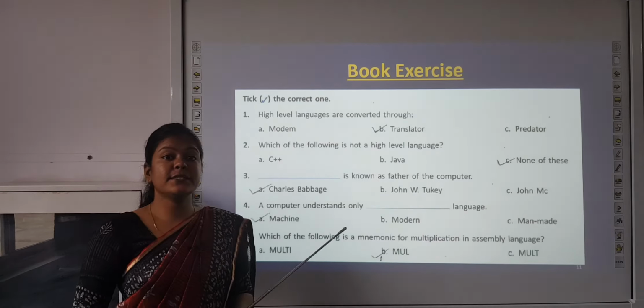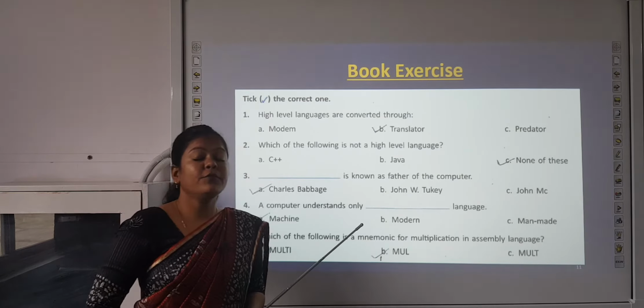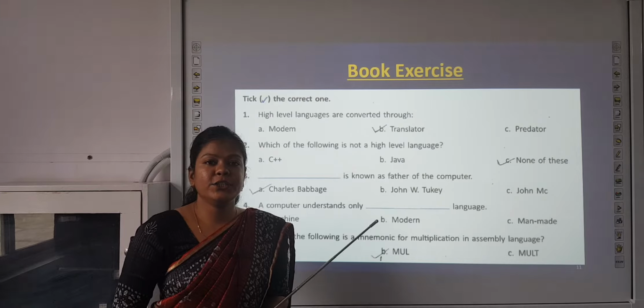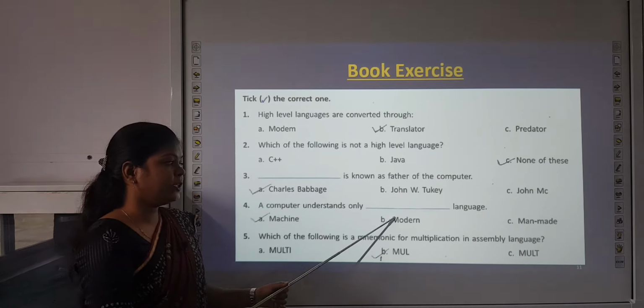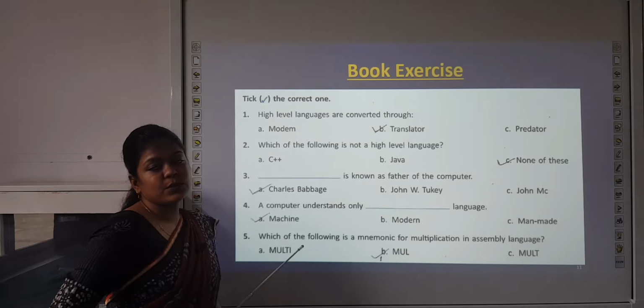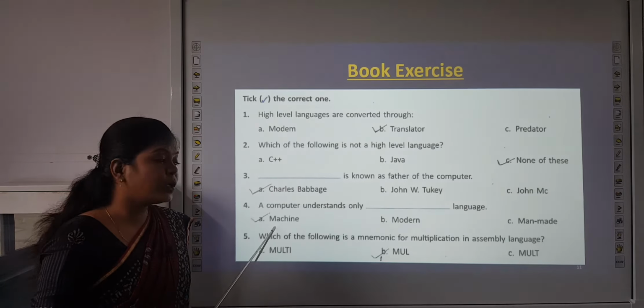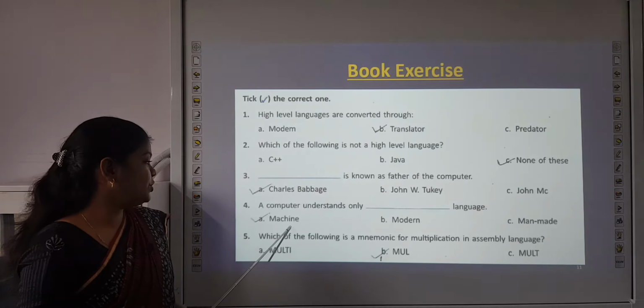Next question we have, a computer understands only dash language. Which language is understood by the computer directly? We know the computer understands machine language directly. So, the options are machine, modern and man-made. So, your answer is machine. So, put the tick mark over the machine.